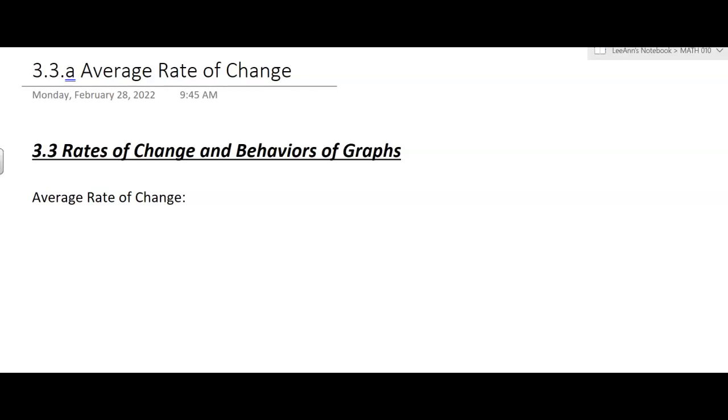Okay, so in this section, one of the things we're going to talk about is called the average rate of change. One example I can give you is, say you get in your car and you drive for 300 miles, and it takes you 5 hours. And so you say, oh well, how fast was I going?